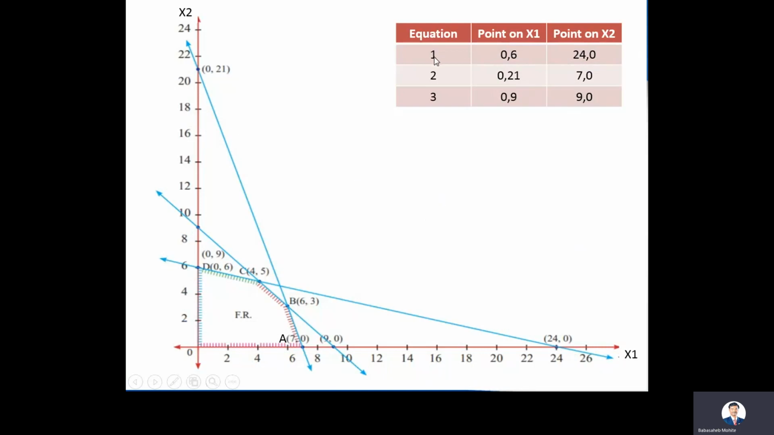To draw the line, what do you have to check? For the first equation, the first point is 0, 6. This point indicates the value of x1 equal to 0 and the value of x2 equal to 6. So I have identified this point over here, because x1 is 0 and x2 is 6.